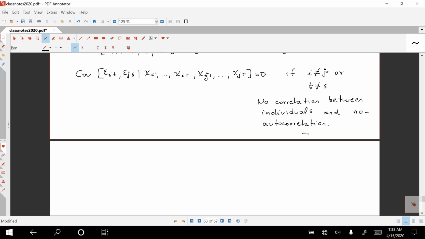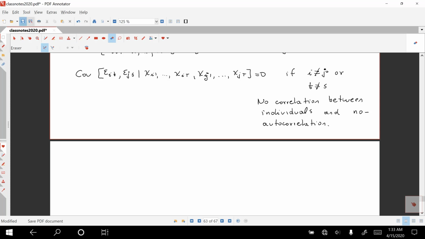That usually happens if we have a random sample. Different individuals are not correlated. The errors are not correlated. And the other one has to do with observations for the same individual across different time periods. So here, at least initially, we're assuming that those observations are also independent. Again, this is kind of like a basic model.